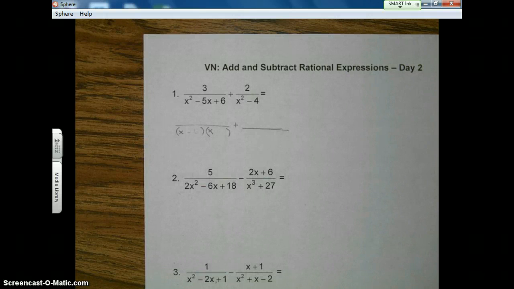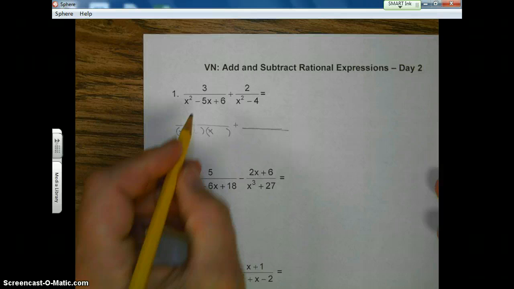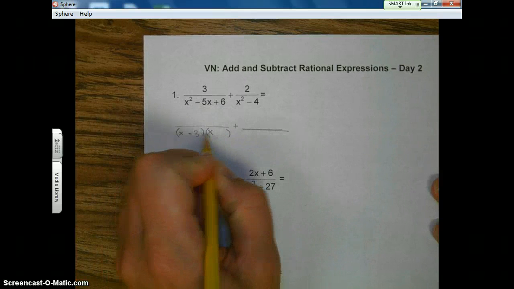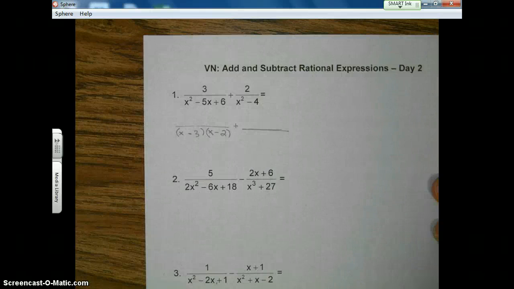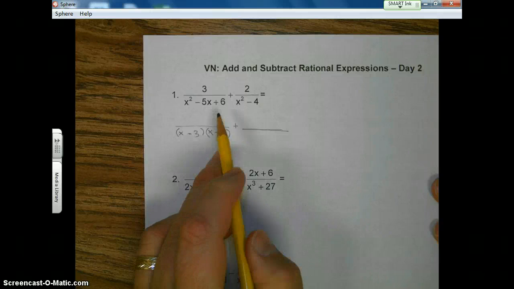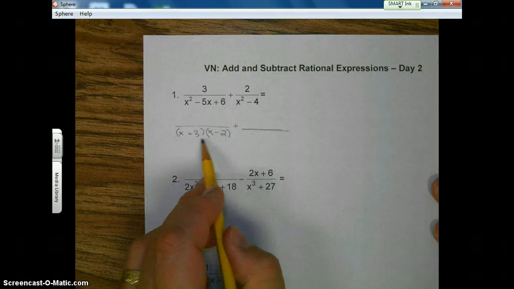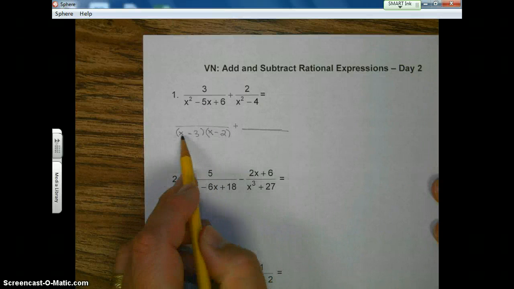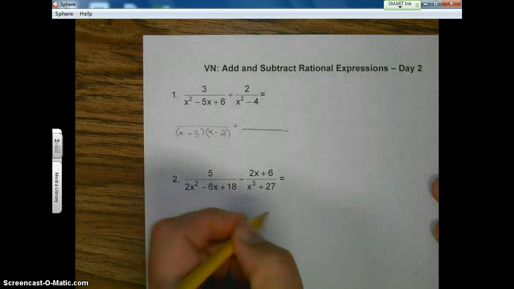We're doing some more adding and subtracting of rational expressions. Remember, the first thing we need to do here is factor the denominators so we can get a common denominator. So looking at these numbers here, it looks like -3 and -2. -3 times -2 is 6. -3x and -2x is -5x. X and x is x squared.